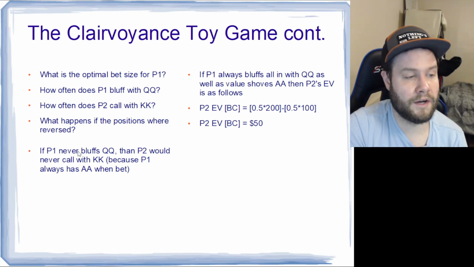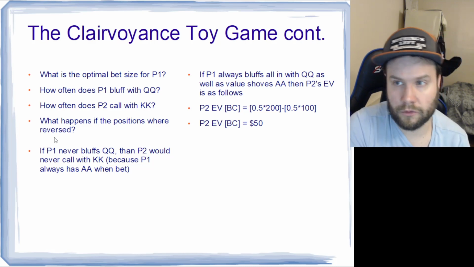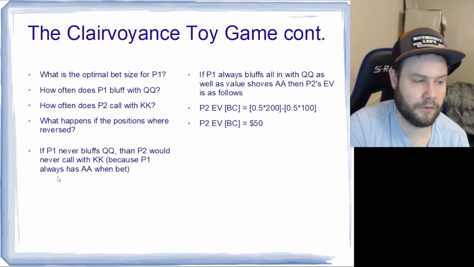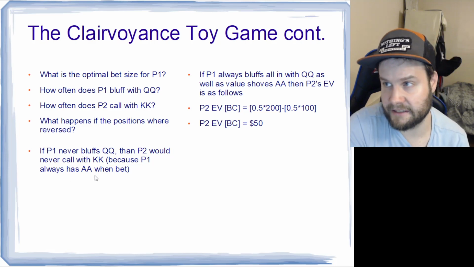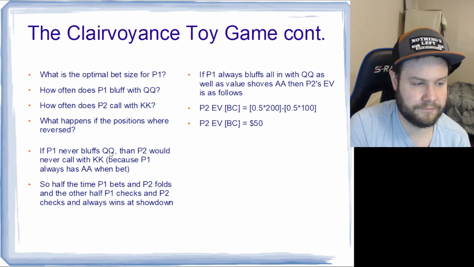So if player 1 never bluffs with queen, then player 2 would never call with queen, because player 1 is still always betting ace, but never queen.